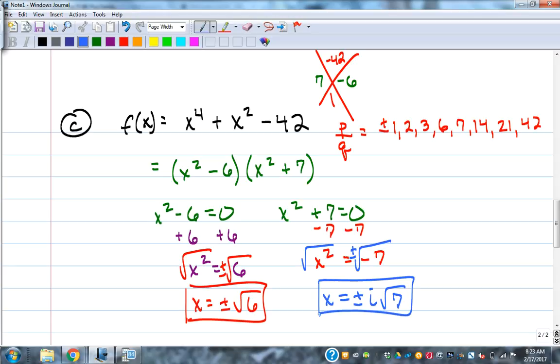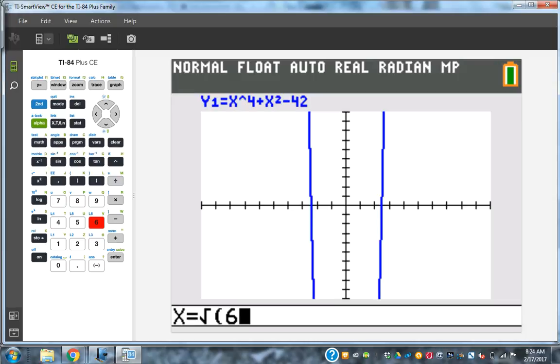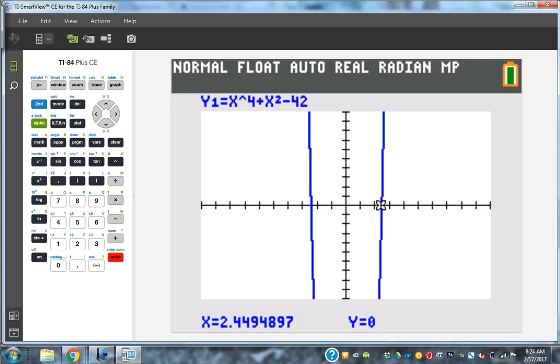Now, here's what I want to verify. I think the real solutions are which ones? The plus or minus radical 6. Is that where it's crossing the x-axis on our graph? Let's go back to that graph and look at it. If I hit trace and then I'm going to put in second square root of 6, that's the positive side. Hey, what do you know? 0. That's the correct intercept. And then this other one here would be the negative square root of 6. Thomas?